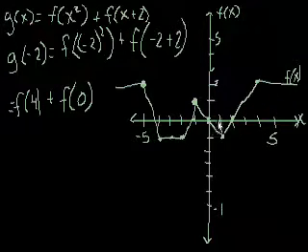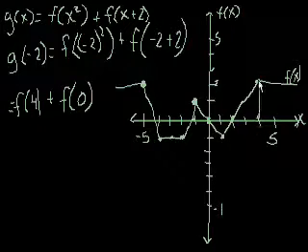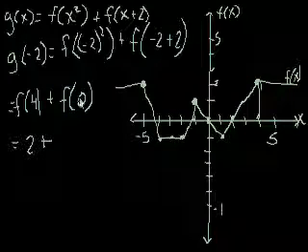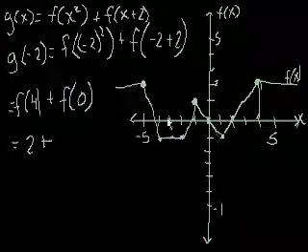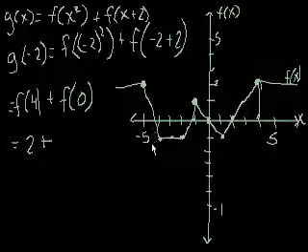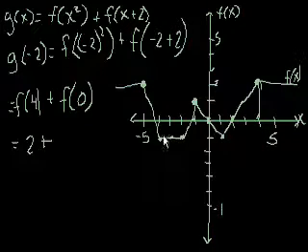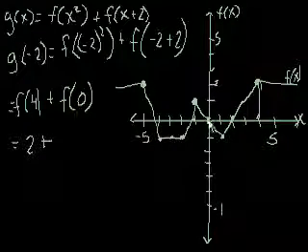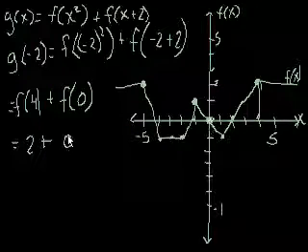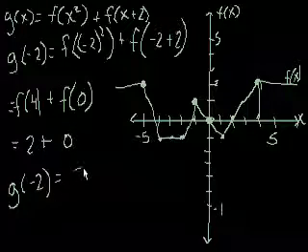Well, f of 4, we go where x equals 4 is right here. And when x equals 4, f of 4 is equal to 2. So this is equal to 2 plus f of 0. Well, and just as a reminder, this is the definition of f. We didn't define it in terms of an algebraic expression. We defined it in terms of an actual visual graph. So what's f of 0? f of 0 is 0. When x is equal to 0, f of 0 is 0. So it's 2 plus 0. So g of negative 2 is equal to 2.